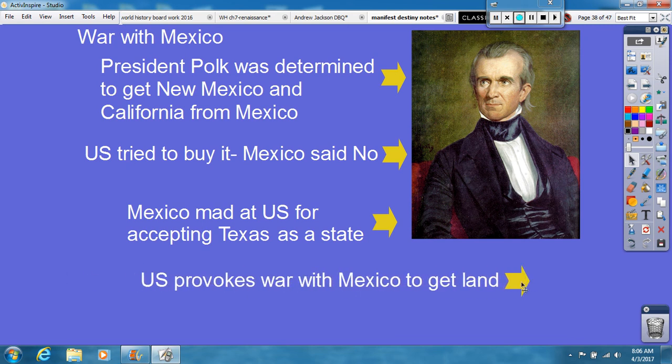So he provokes war. He has his troops set, and this is where we're going to be doing a DBQ on this one of these days. The Texans believe that the border right there is on the Rio Grande. So what happens is he has the generals put his soldiers on the Mexican side of the Rio Grande, and when the Mexicans saw this as an act of war, they attack, and this allows James K. Polk to ask Congress for a declaration of war.